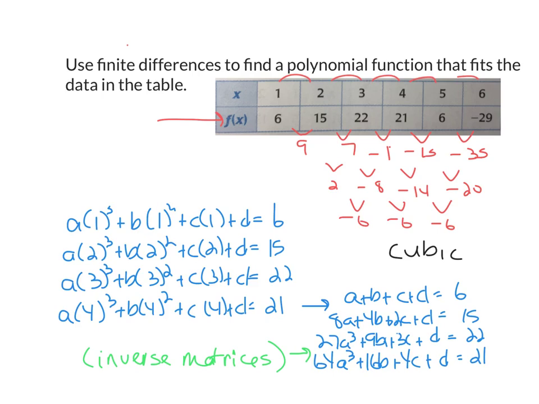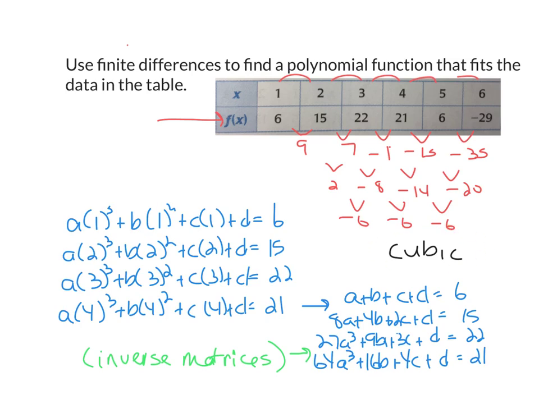I found the differences the first time, and I got these numbers right here. I got 9, 7, -1, -15, -35. Found differences again, got 2, -8, -14, -10. Found differences again, got -6, -6, -6. So the differences are all the same, which means because it took me 3 times to do that, that means my function is cubic. It's a cubic function, means degree 3.